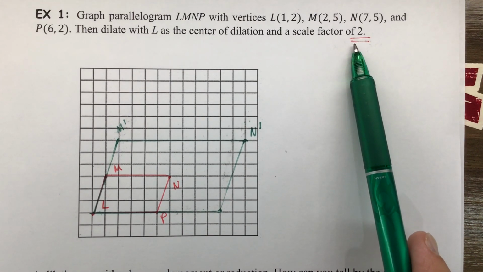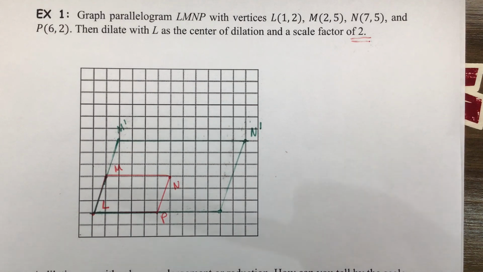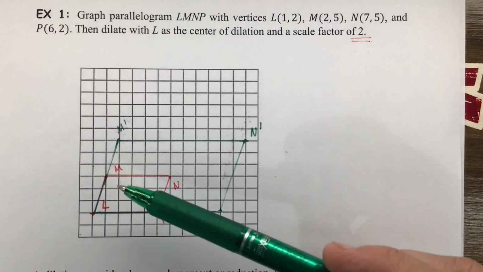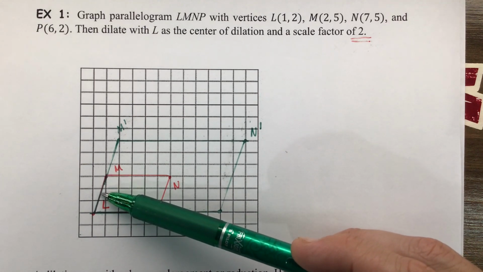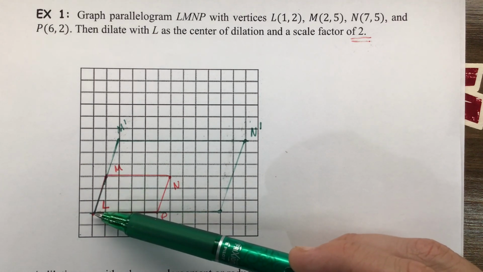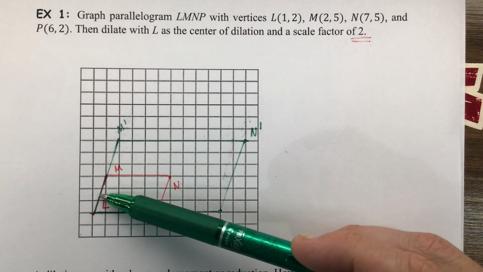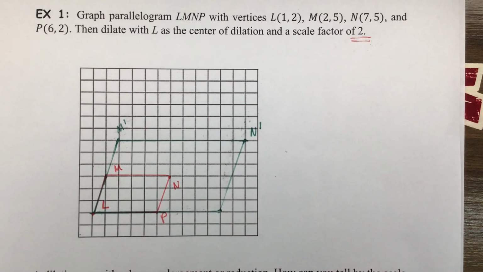You can also have scale factors that are like 1/2. If you have 1/2, then you want to close in the space. So if we had a scale factor of 1/2 for this, then M prime would end up right here using the same center at L. If the distance out to M is that, I would just cut it in half. So you can use all kinds of different scale factors.